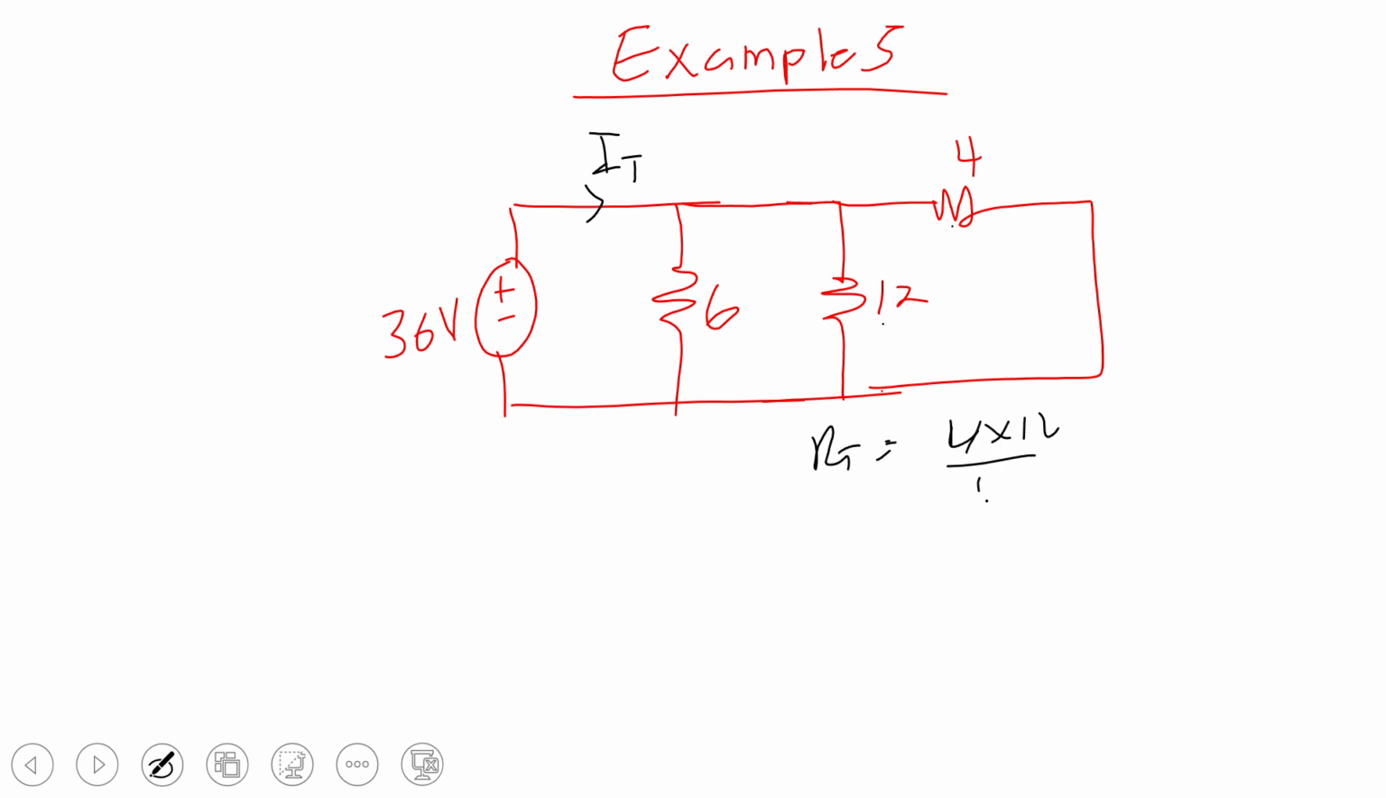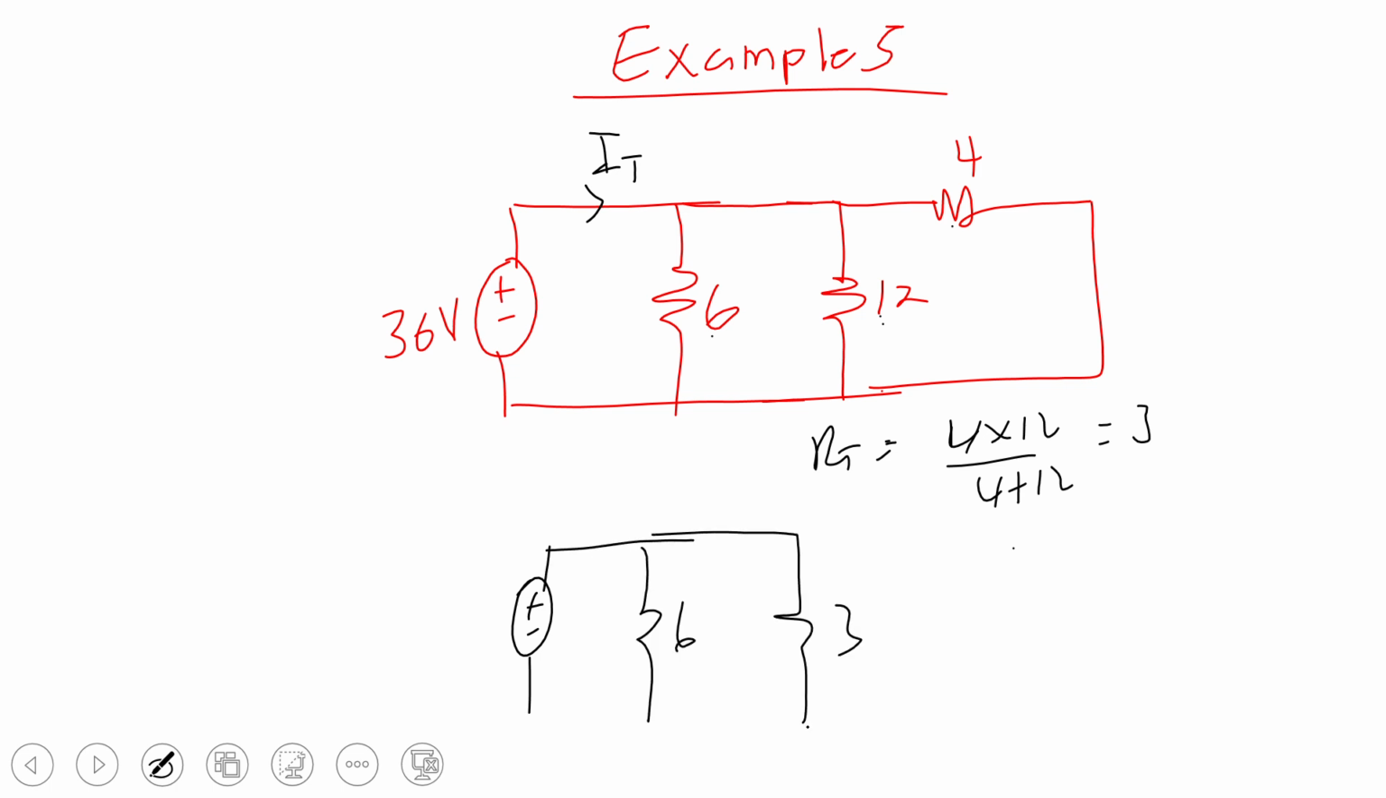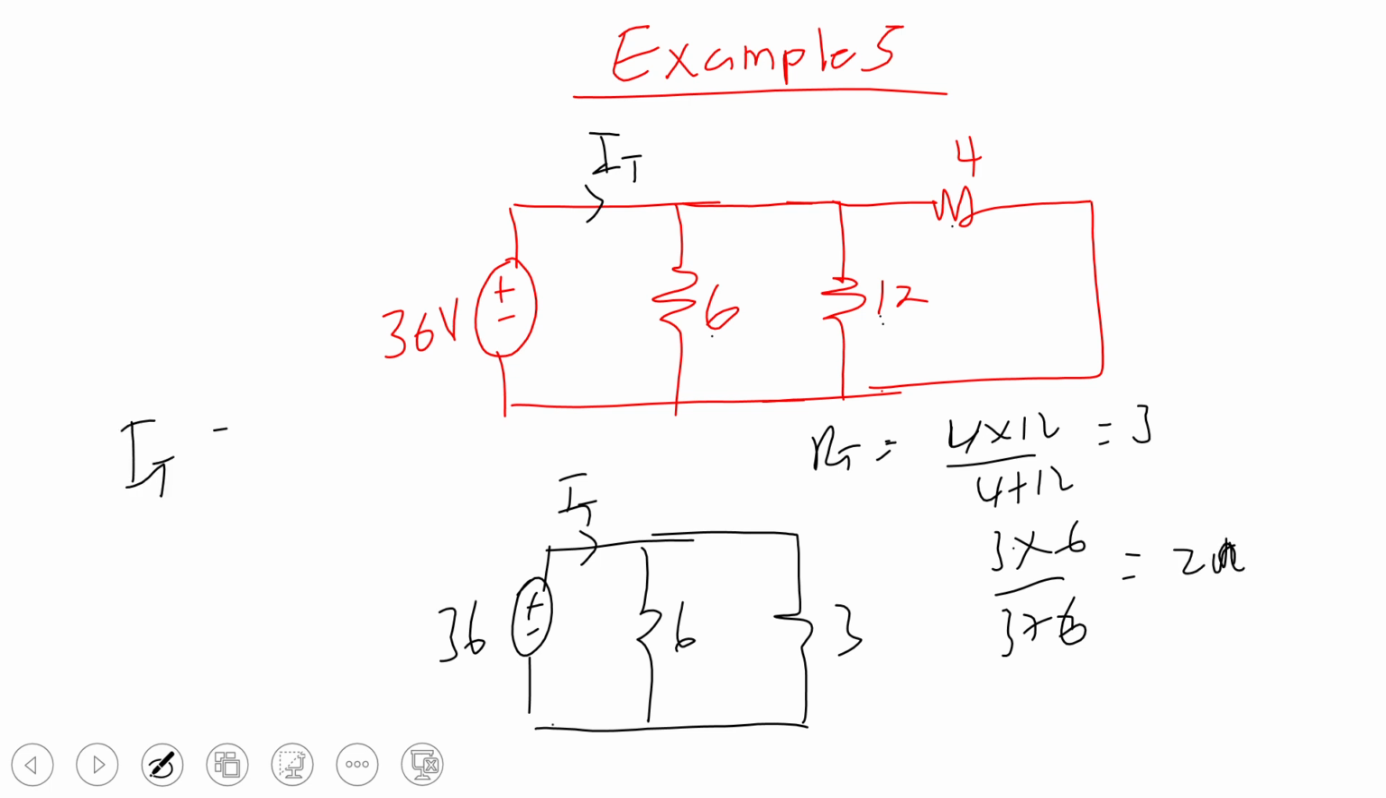4 times 12 over 4 plus 12, I get 3, and 3 and 6 are going to be in parallel. Now you realize I'm going to have two things in parallel now. This is 6, this is 3, and I'm going to need it, so I put that down. Now this 3 is going to be in parallel with 6. 3 times 6 over 3 plus 6, that is 2 ohms. So the total current is going to be 36 on 2, which is going to be 18 amps. So this actually is 18 amps.